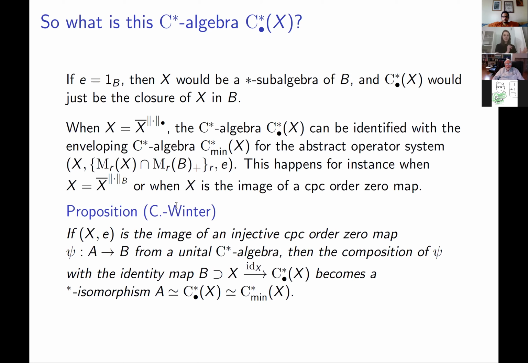So if we have a CPC order zero map from a unital C-star algebra, then consider the composition of psi with the identity map. X is just a subspace of B, and because X is the image of a CPC order zero map, its closure with respect to the bullet norm, which is the C-star algebra here, means X and C-star bullet X are equal as sets. So the identity map just basically re-identifies X. And then when I compose this identity map with psi, I get a star isomorphism between A and C-star bullet X that basically just factors through X inside of B. And then that also happens to be the same thing as the enveloping C-star algebra.